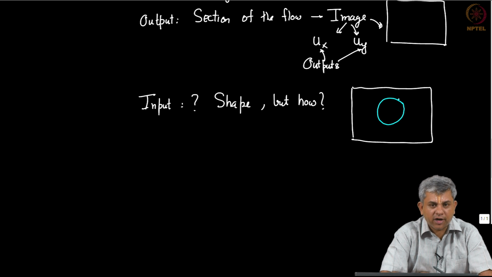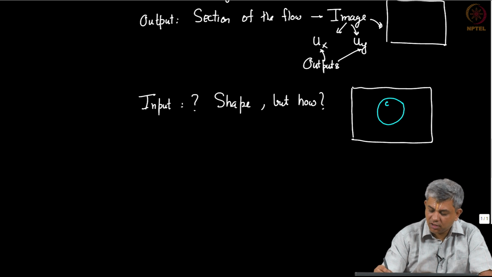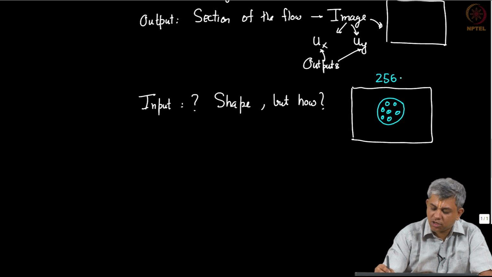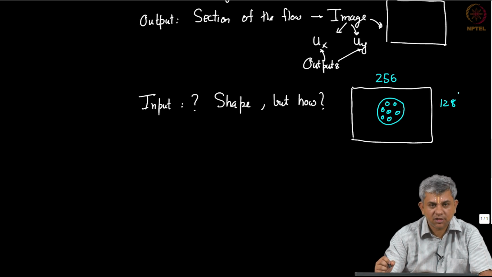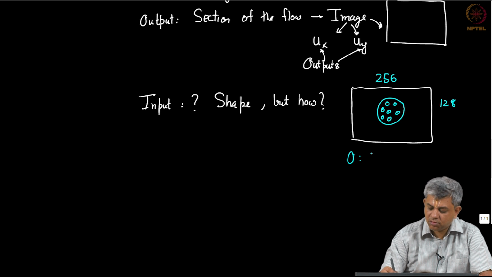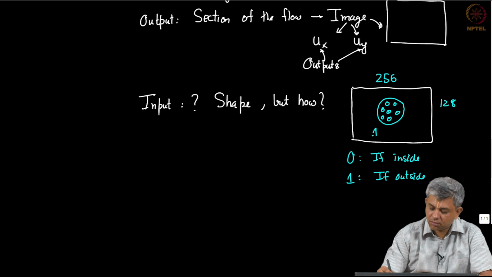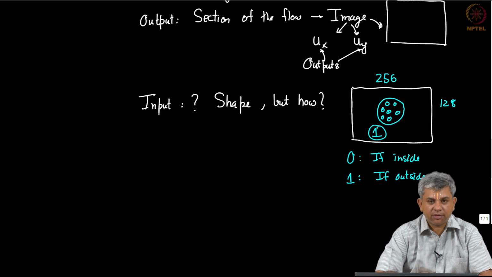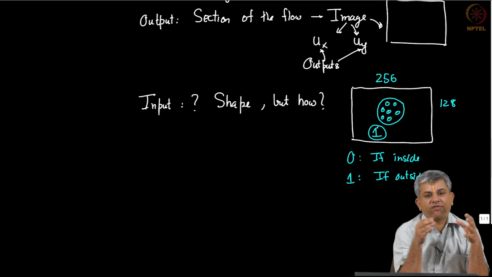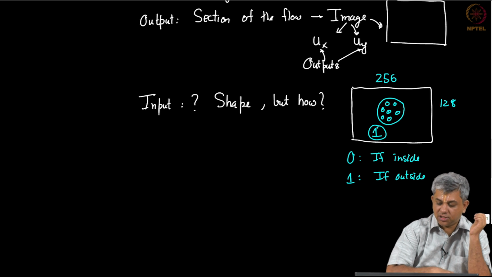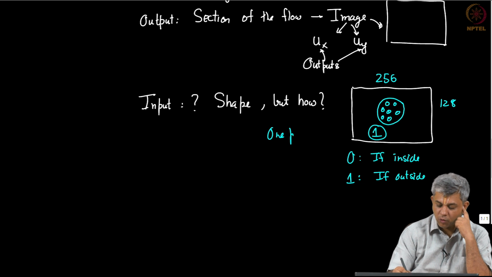There are a few ways of doing it. One very simple way is to say, let us say this is 256 cross 128 pixels, and within each pixel I will label it as 0 if it is inside the body, and I label it as 1 if it is outside the body. Okay. So, is this clear? 0 if inside the body, 1 if outside the body. This is one possible input.